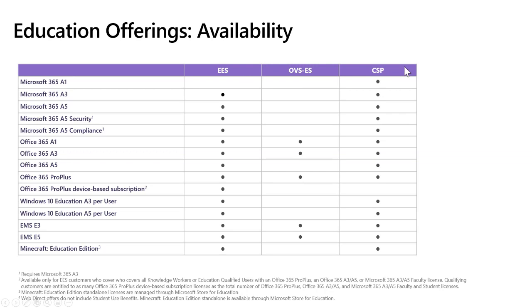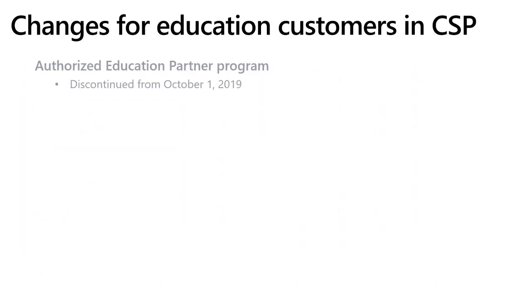CSP is different in that you license it as you go almost. So let's say at the beginning of term, you've got 100 education qualified users, but by the end of term, you've only got 90, then you can actually reduce that at any point, which is a really key thing when we're looking at CSP. So let's have a quick look at some of the changes for education customers and CSP.